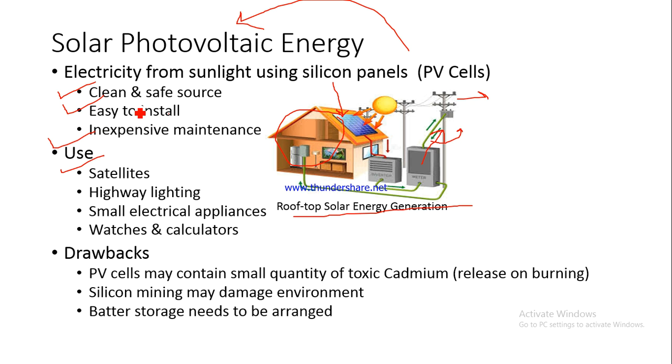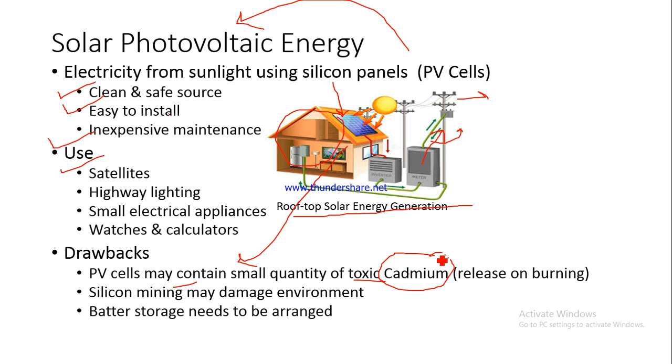So it is a renewable source of energy, that is an advantage, but then there are some issues. What are the drawbacks? The first thing is the photovoltaic cells that are used in these panels. These panels are using photovoltaic cells. They may contain a small quantity of cadmium, which is basically toxic. Cadmium is another element which might be a little toxic, and if these panels are burned, then the cadmium will get released. Unless you are burning it, there is no chance of cadmium getting released into the environment.